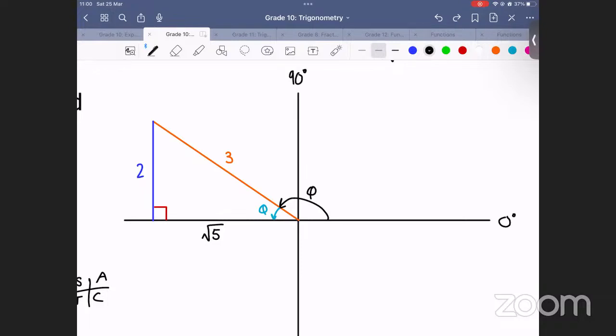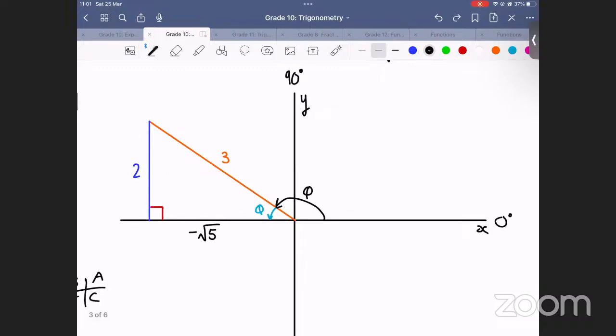Because we are dealing with a value on the x-axis, and it's on the left-hand side of the y-axis. Therefore, it should be negative root 5. The 2 is not negative because the 2 deals with the y value, and y values above the x-axis are positive. So it works like how you would think a Cartesian plane works with negatives and positives. So the x and the y values could be negative. However, in your Cartesian plane, this diagonal, the hypotenuse, is always going to be positive.